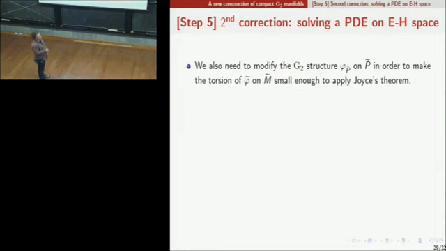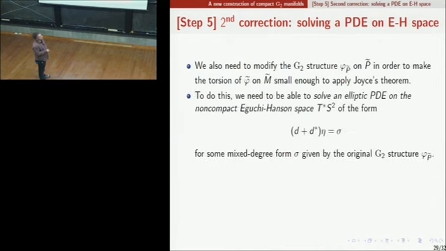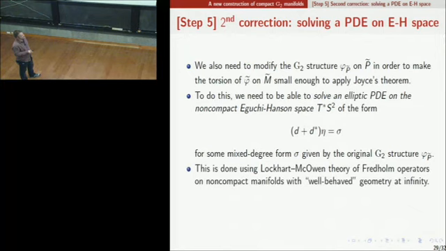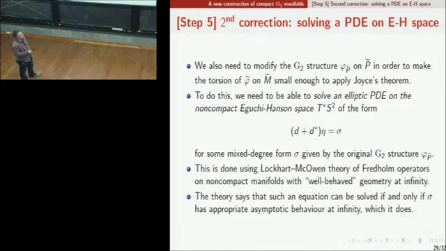The real problem is modifying the torsion on p tilde. Here you actually have to do some analysis to introduce a correction term, to change the G2 structure that we put here, the natural one, to make the torsion small enough. You have to solve an elliptic PDE of the form d plus d star of some mixed degree form on the Gibbons-Hawking space. It's some given form which comes from the original G2 structure. So it's a linear elliptic PDE on a non-compact manifold with nice behavior at infinity. And it turns out you can solve this equation, so you can do this correction. And so you can get the construction.